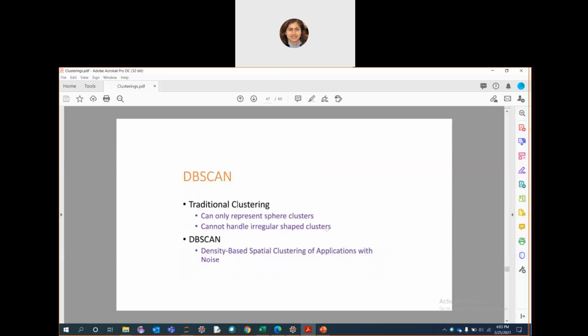Based on a set of points, as I told you, DBScan groups together the points that are close to each other based on a distance measurement. And as you know, most of the time for distance measurement we consider the Euclidean distance. Along with the distance measurement, we also consider a minimum number of points. What is that minimum number of points? We will look into that in this DBScan approach. This also marks the outliers as the points that are in low density regions.